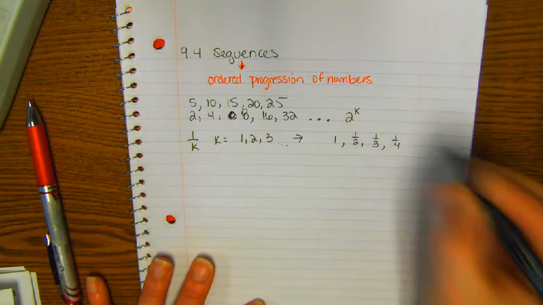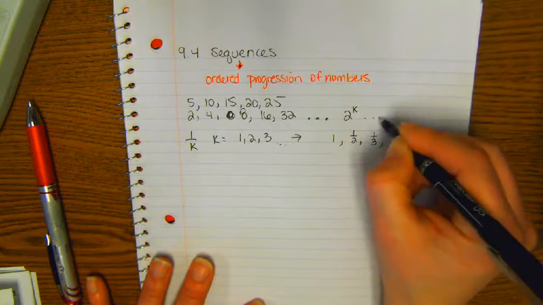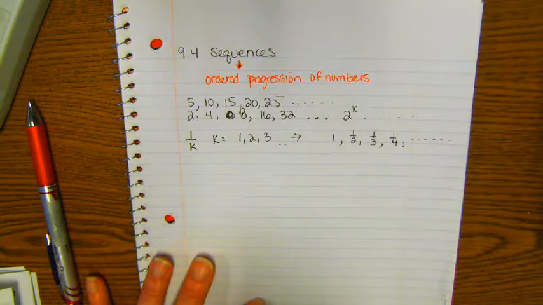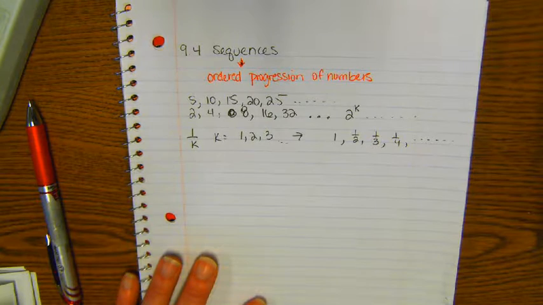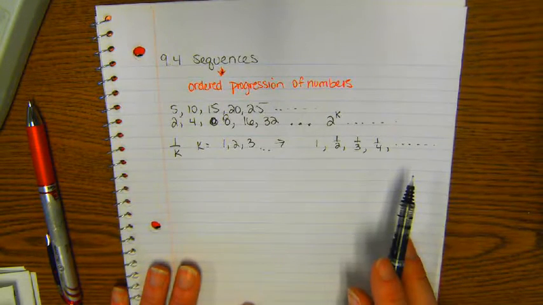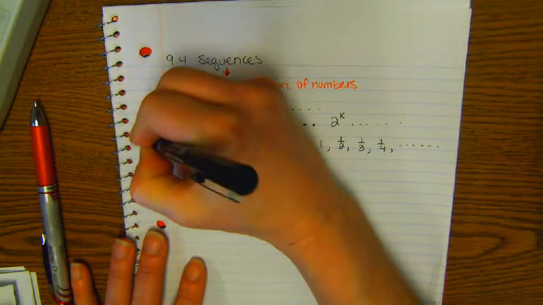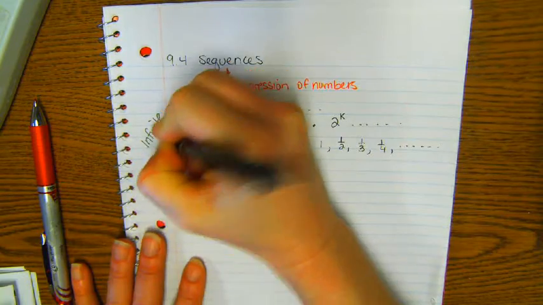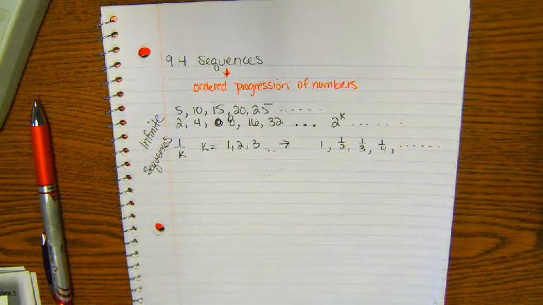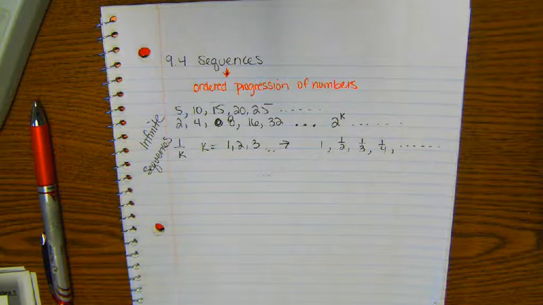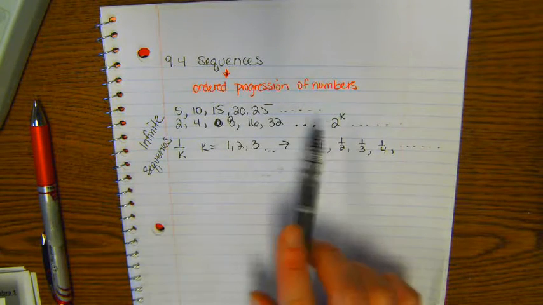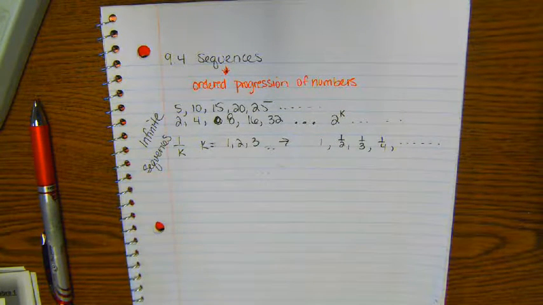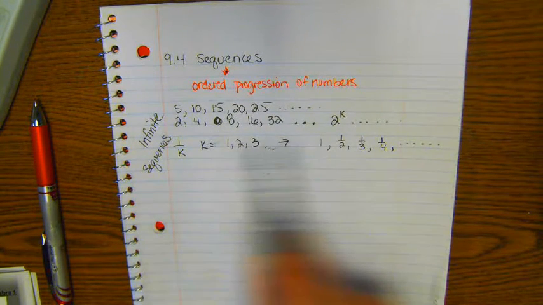Okay. Alright, so there's lots of different ways that we can do this. I'm going to put some dots after here, because sometimes we have sequences that go forever, and when they go forever, we call those infinite. And later on, we're going to talk about things that converge or diverge, okay? If these numbers continue to get smaller as they go on, we would say they converge, okay? But if they continue to get larger, we would say they diverged.